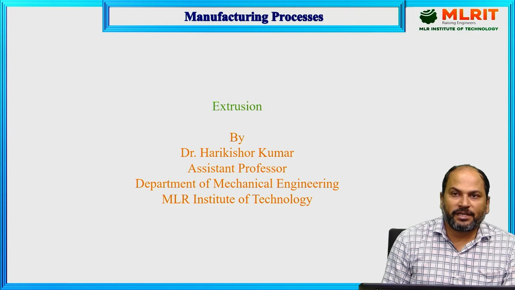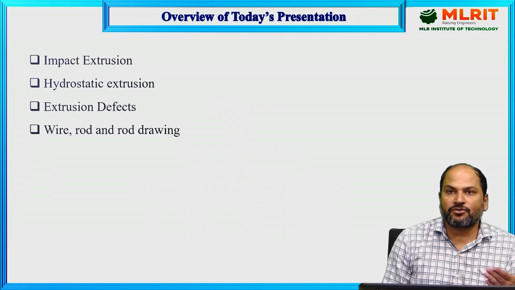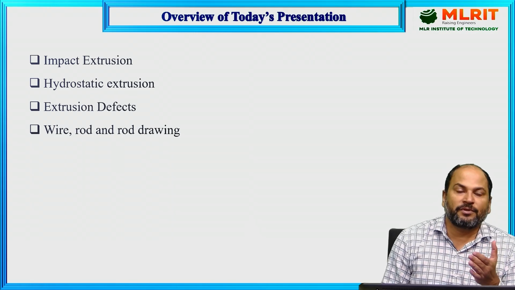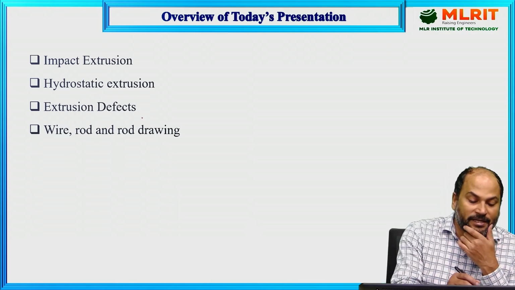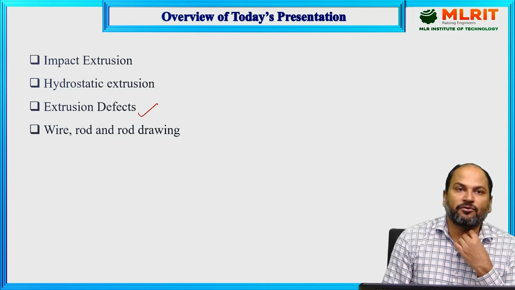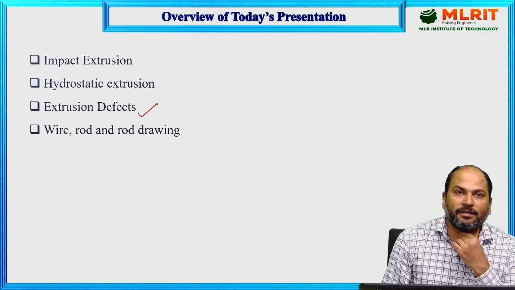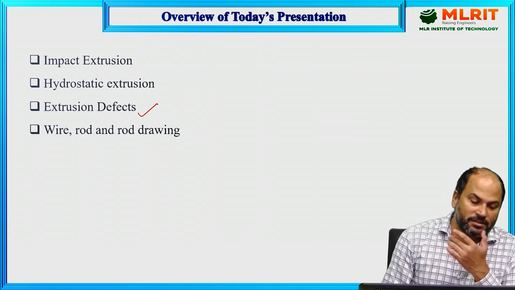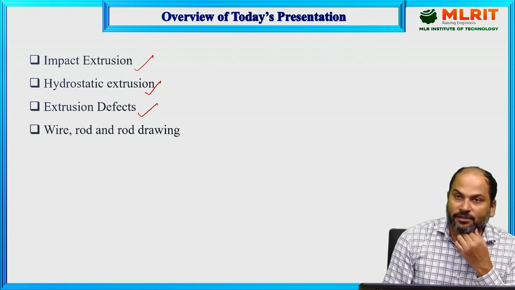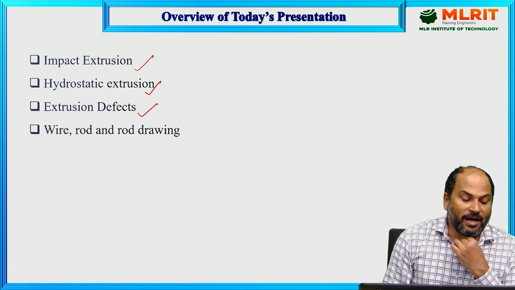So we are continuing the last lecture, and in today's lecture we will cover other extrusion processes. These are the special extrusion processes, meaning they are not direct or indirect extrusion. First we'll cover these, and then we'll look at the defects which generally occur during the extrusion of a product, and then of course we'll see what wire drawing and rod drawing are. So one by one we are going to discuss all these four sections in today's lecture. We'll start with impact extrusion, then hydrostatic extrusion, then extrusion defects in detail, and then wire and rod drawing.